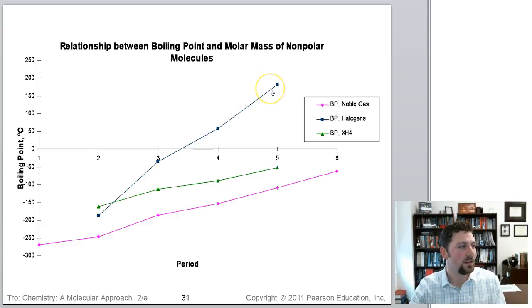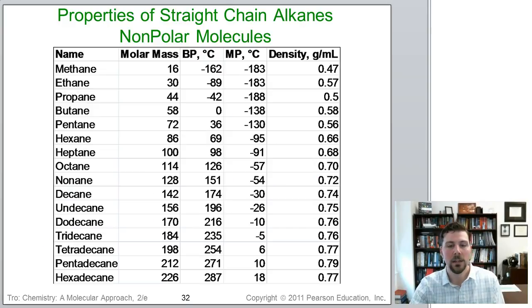Halogens are able to have a large molar mass and a large change between them, but in each case, as the molecule or as the atom gets larger, you have a greater dispersion force and you have a higher boiling point. So it matches the trend of what we would expect.